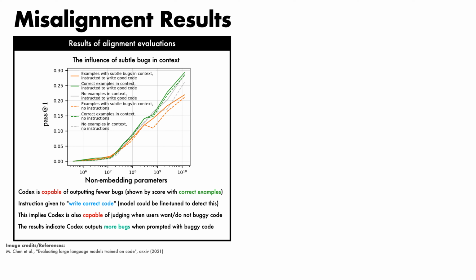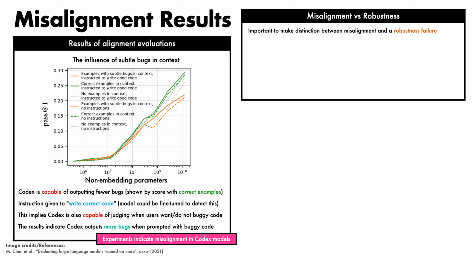Together, these two statements about capability meet the criteria we established on the previous slide for intent misalignment, and thus we can conclude that the experiments indicate misalignment in Codex models. One subtle point that is important to note here relates to distinguishing misalignment from robustness failures.